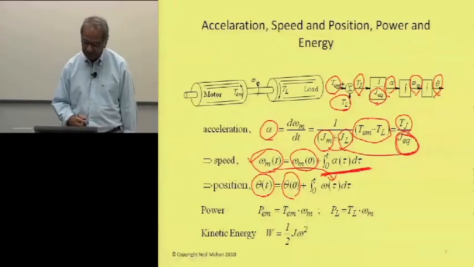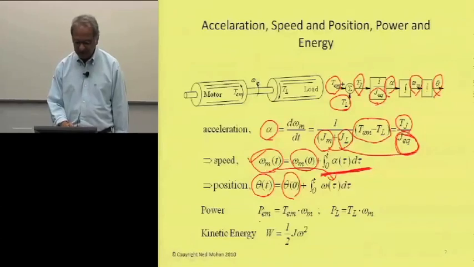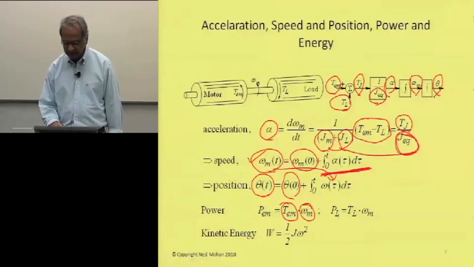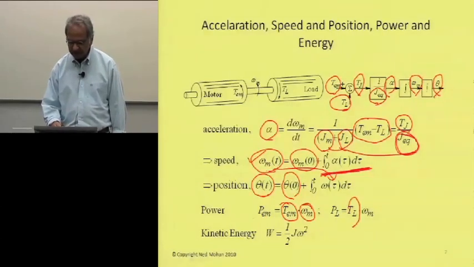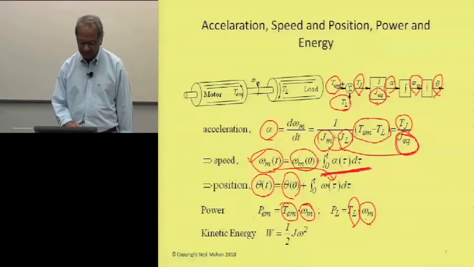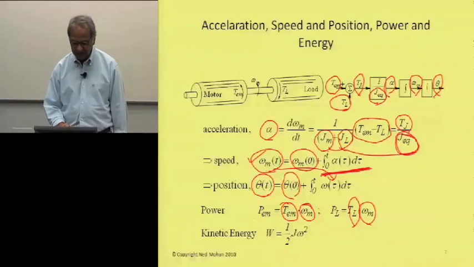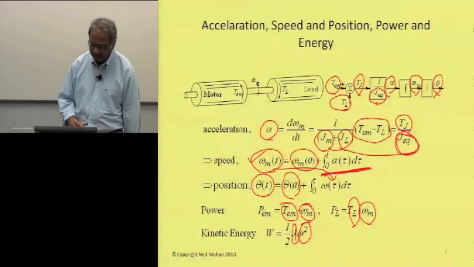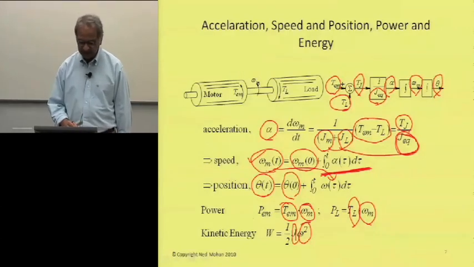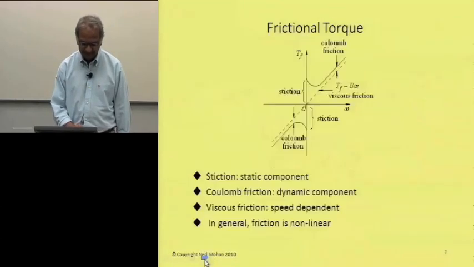Okay. So we can also see that the power that this motor has to supply is electromagnetic torque times the speed, and the load power is the load torque times the speed over here. And at any time, the kinetic energy associated with the system is 1/2 the moment of inertia times the speed squared. Okay, maybe we can put omega sub m here in the context of this picture, but that's the kinetic energy associated with this system.